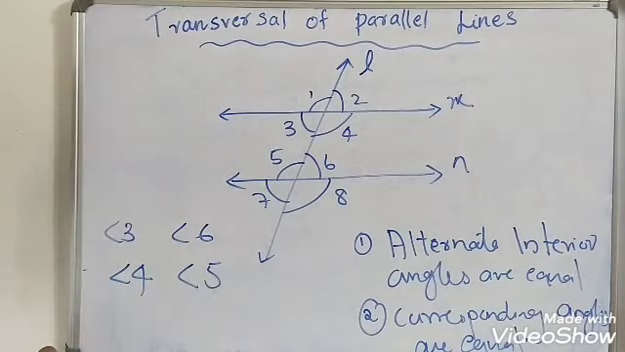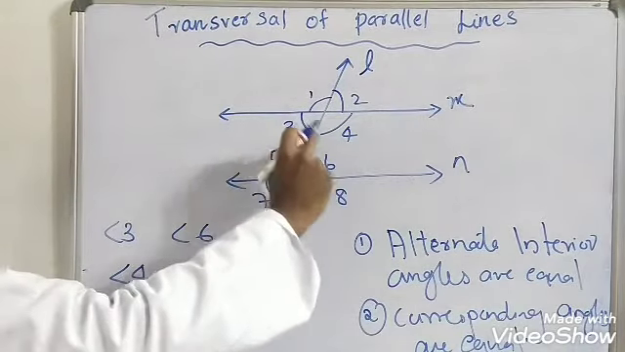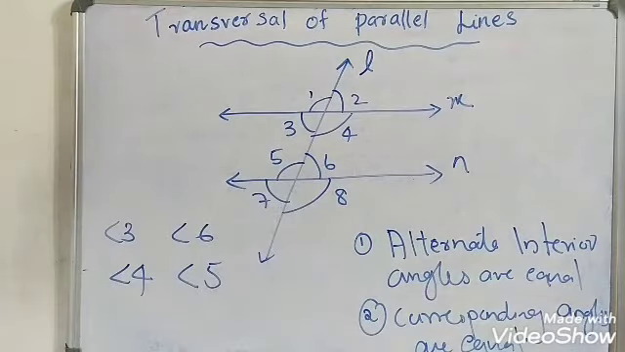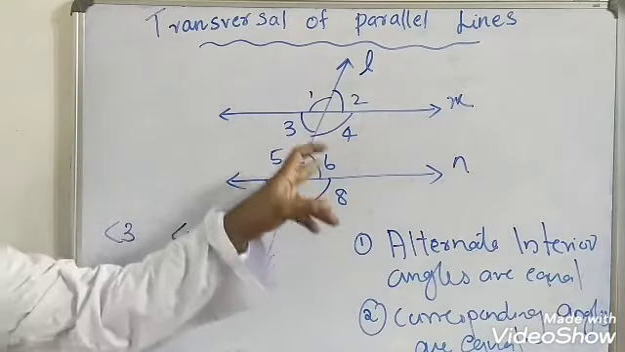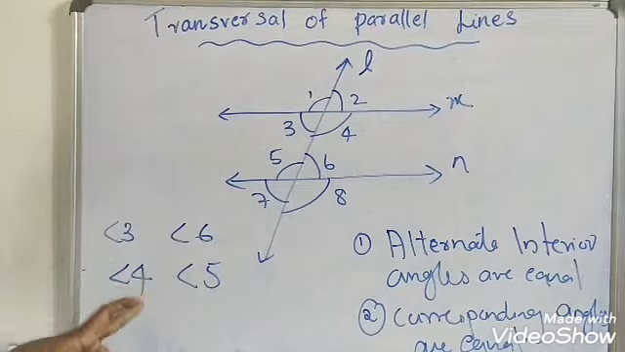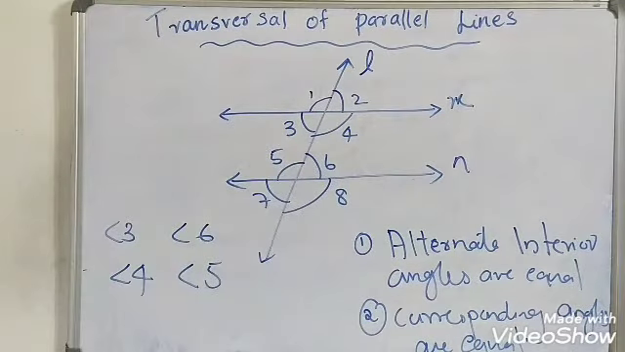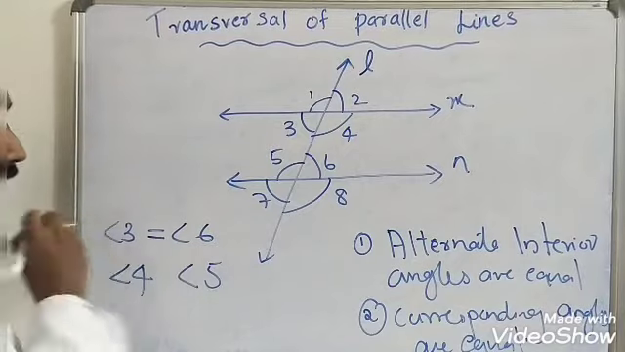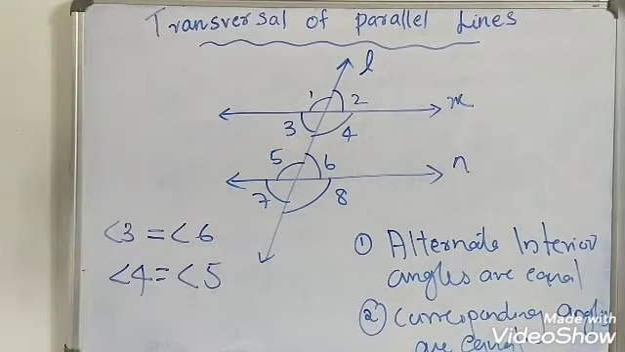3 and 6 are alternate interior angles. 3, 4, 5, 6 are interior angles. 3 and 6 are alternate angles. 4 and 5 are also alternate interior angles. So alternate interior angles are equal. Angle 3 is equal to angle 6. Angle 4 is equal to angle 5.